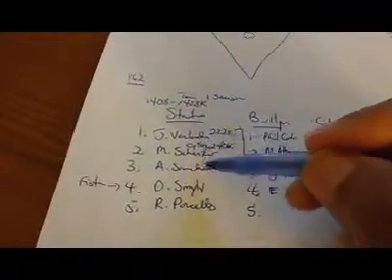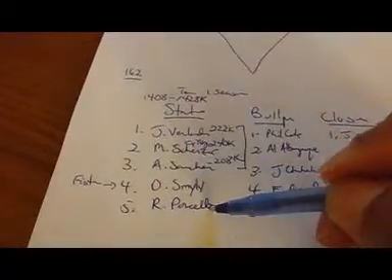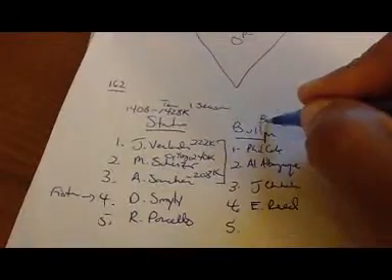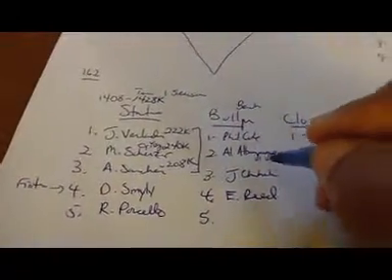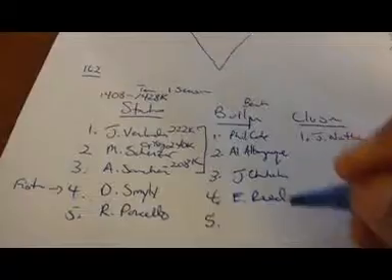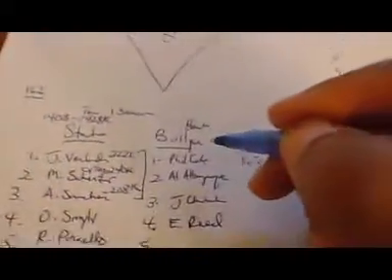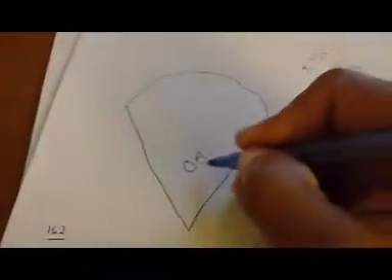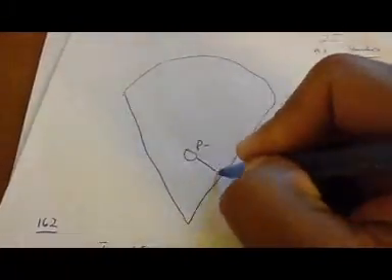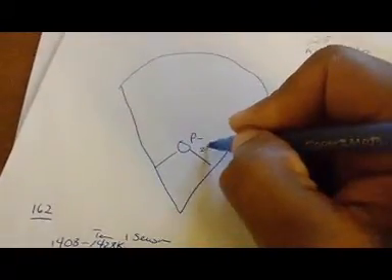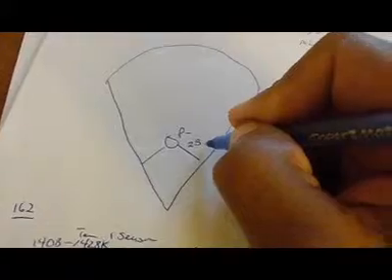So Verlander, Scherzer, Sanchez, Smyly, and Porcello, those guys are your starters. If they get tired, your bench for those guys in the dugout is Phil Coke, Al Alburquerque, Joba Chamberlain, and Evan Reed, which is your bullpen. Now this is starters and this is your bullpen, but this actually happens for your main lineup too. That's a very confusing concept. Here at second base is Ian Kinsler.